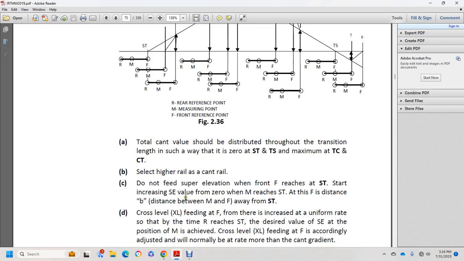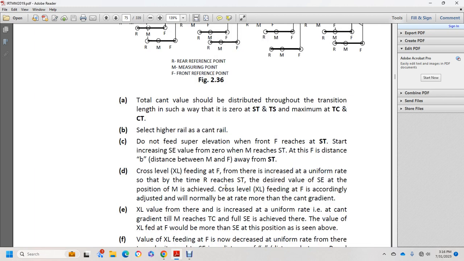Select the higher rail and cant rail. Do not feed super elevation at the front F. As the machine travels to increase the super elevation value from 0, where M reaches the ST, within F, the distance between M and F is away from the ST. Cross level XL feeding with F therefore increases at a uniform rate with time, to reach the desired value at ST, where the super elevation at position M is achieved with the cross level.